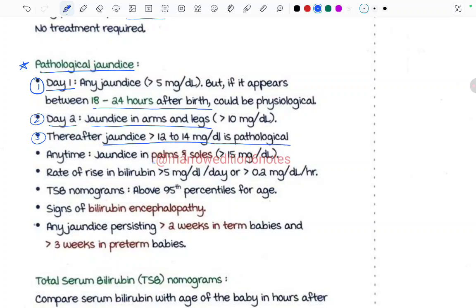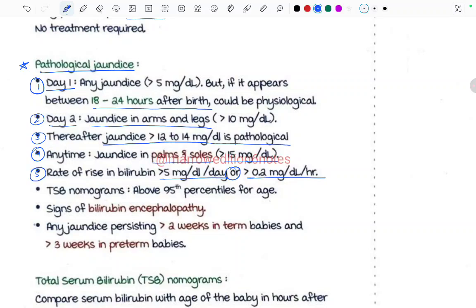Anytime jaundice in the palms and soles, because it was appearing is more than 15 mg per dl, right? So if jaundice is appearing anytime in palms and soles, then it is called pathological. Rate of rise of bilirubin is more than 5 mg per dl per day or more than 0.2 mg per dl per hour. So if bilirubin is rising by more than 5 per day, then it is pathological jaundice.